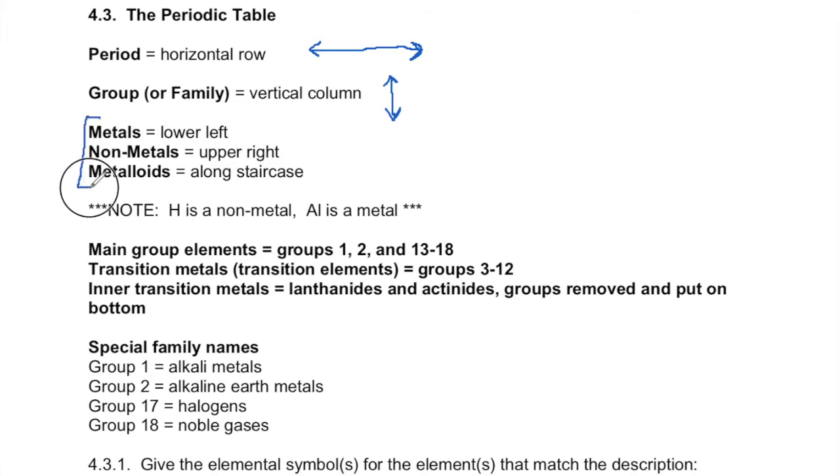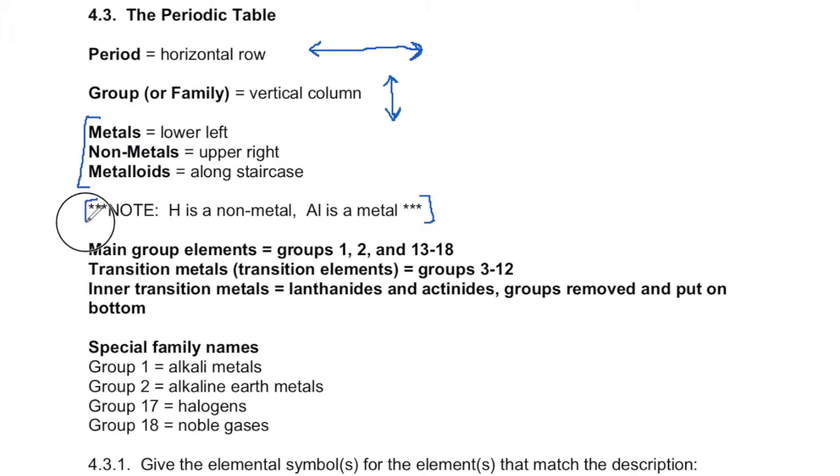The table as a whole has metals on the lower left side, nonmetals on the upper right side. So iron, titanium, things like that will be found more toward the left. Oxygen, carbon are in the upper right. And then along the separating line, a staircase, would be the semimetals or the metalloids.